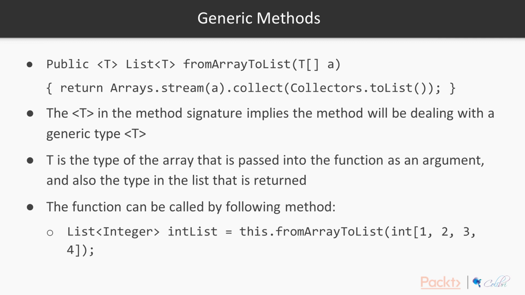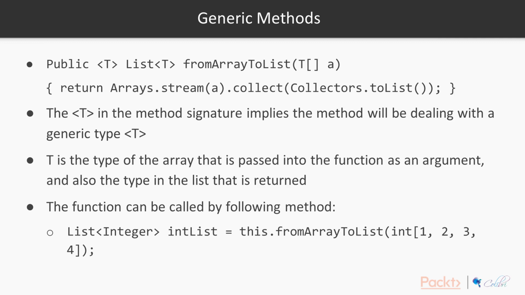In this example, the T in the method signature implies the method will be dealing with a generic type T. T is the type of the array that is passed into the function as an argument, as well as the type of the list that gets returned. So T is essentially used twice, both as the parameter argument and as the return type.